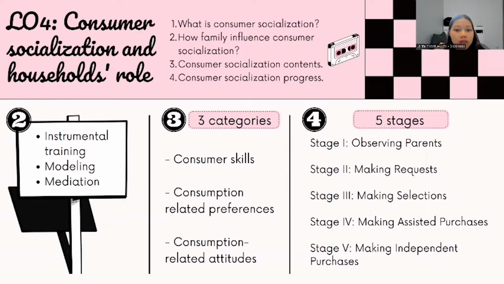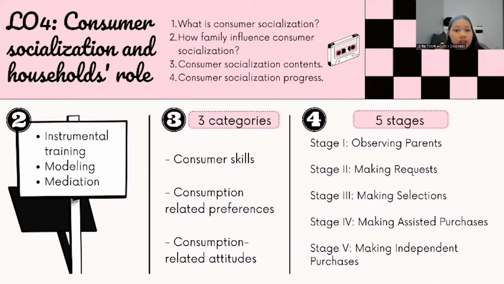The first stage begins by observing parents. During this stage, children will make sensory contact with the marketplace and begin to form mental images. This stage will end when children understand that a visit to the market may produce rewards. The second stage is making requests. In this stage, children begin requesting items in the stores by pointing, gesturing, and making statements. In the later months, they begin to make requests for items seen on television.